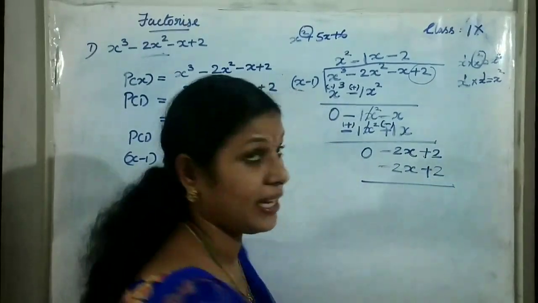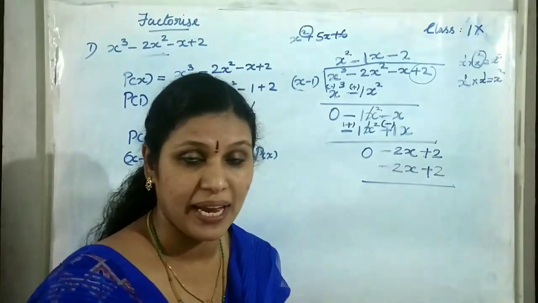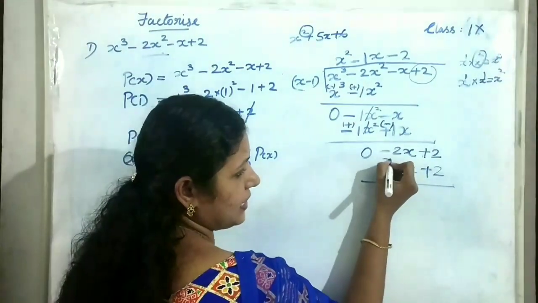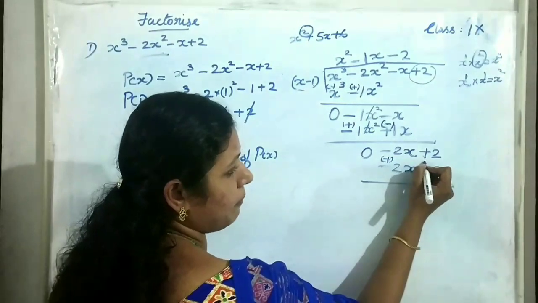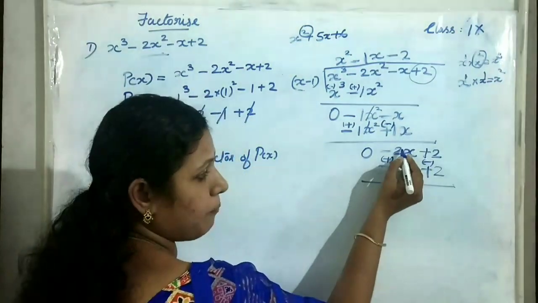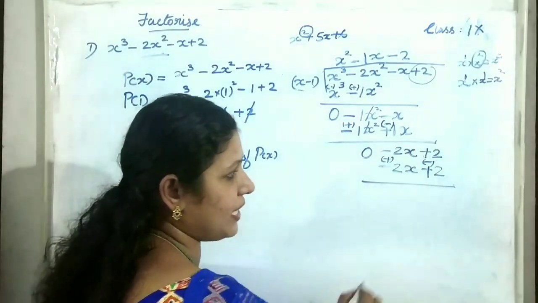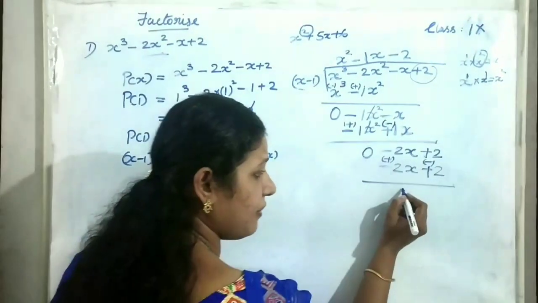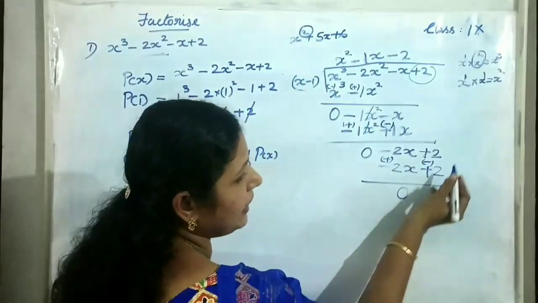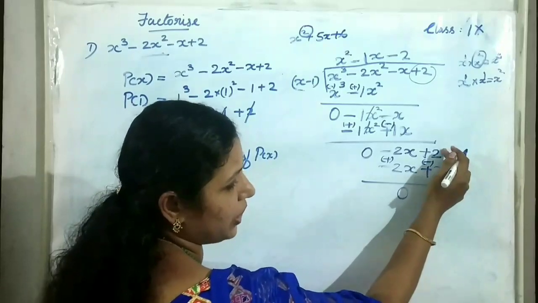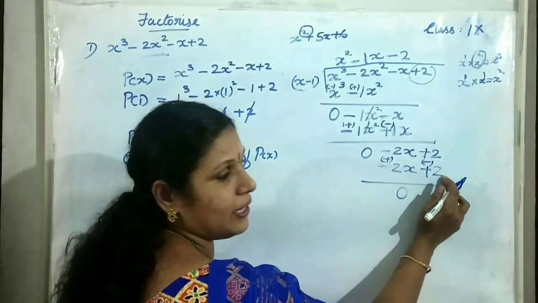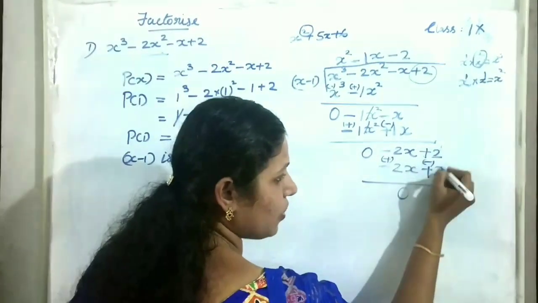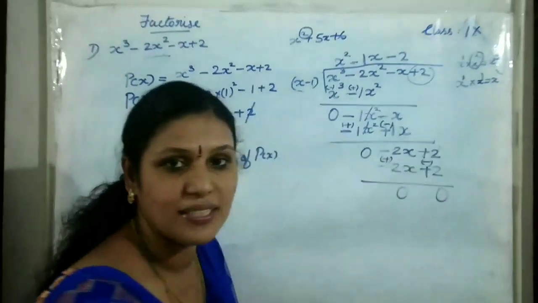Then next step. Next step is what? Subtraction. For subtraction, we find the additive inverse of that number. That is, minus 2x's additive inverse is plus, and plus's additive inverse is minus. Minus 2x plus 2x. That is same number, different sign. Cancel each other. Its value is 0. Okay. Now plus 2 minus 2. Here also same number and different sign. So cancel each other. Here also we get the value as 0.